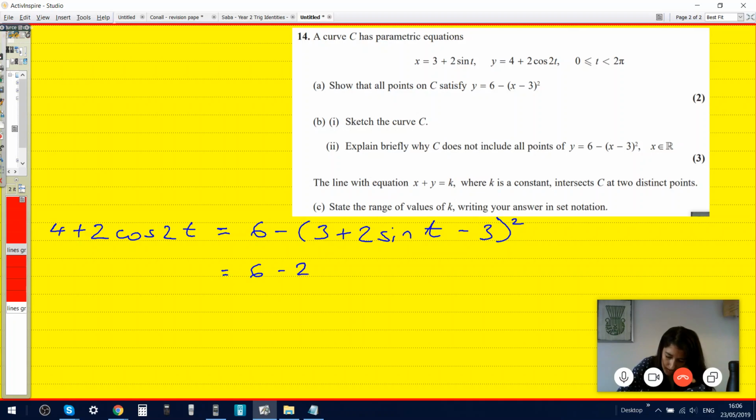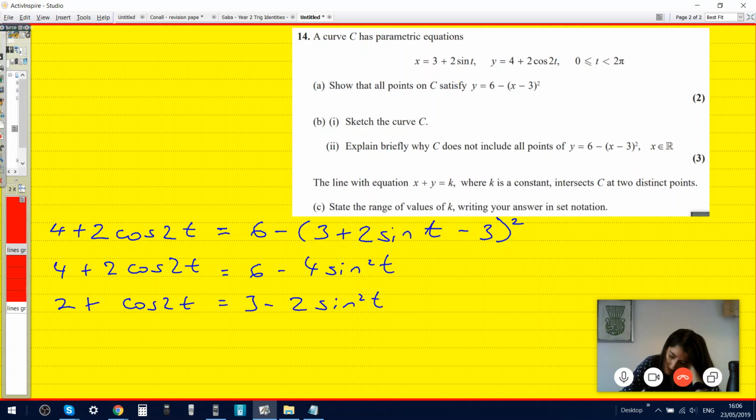So is it just 6 minus 4 sine squared t? Yeah, okay. And then 4 sine squared t plus 2 brackets 1 minus... is it 1 minus 2 sine squared t? Is that for cos 2t? Yeah, 1 minus 2 sine squared t, I believe. So put 2 on the outside of the bracket and then 1 minus 2 sine squared t.